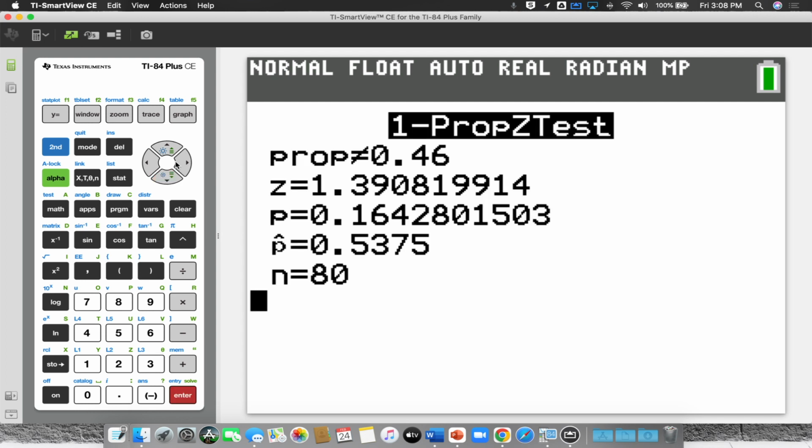Calculate shows you a z-score, right? Right underneath is the p-value. Right underneath that is your sample proportion. Right underneath that is n. So it shows you z-score, p-value, p-hat, and n, which is what we knew. The last two we knew at the beginning, but it shows you that. That's calculate.